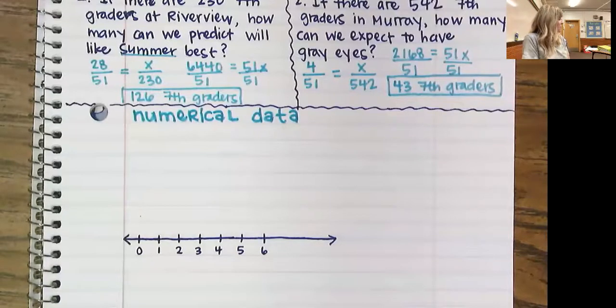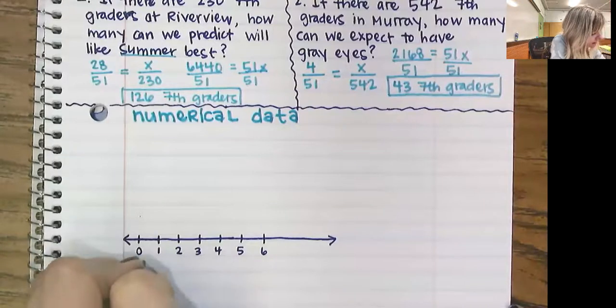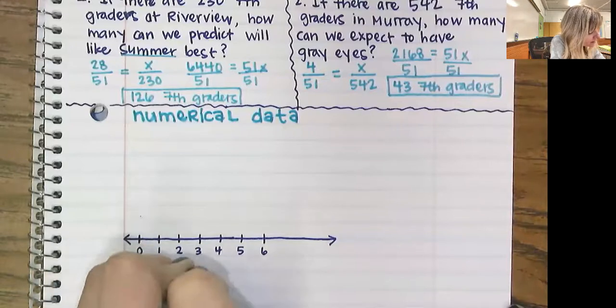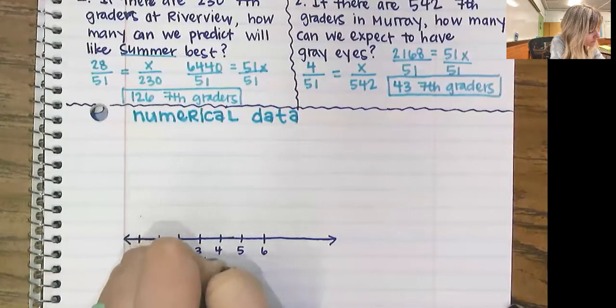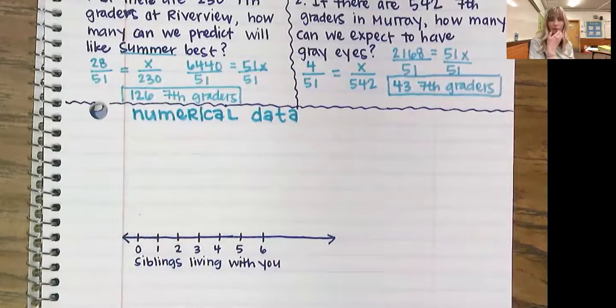Okay. What we are making is something called a dot plot. So the other thing I want right down here is a label to tell me that these numbers represent data about siblings living with you. Number of siblings that you live with. Now I went through and 51 of you responded. So that's a lot of data to lay out and gather. So I'm putting it in this dot plot display.